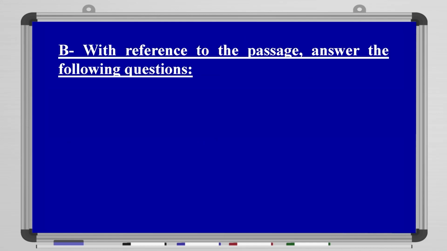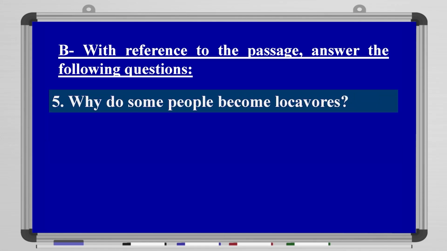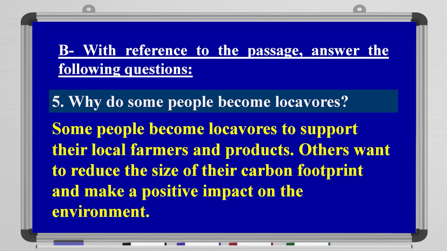Here we come to the productive questions. Why do some people become locavores? From what we read, we understood some reasons why people become locavores or localvores. Some people become locavores to support their local farmers and products. Others want to reduce the size of their carbon footprint and make a positive impact on the environment. If this was your answer, well done. If not, try again next time. We're done with the reading comprehension. Now let's move on to the summary making tips.